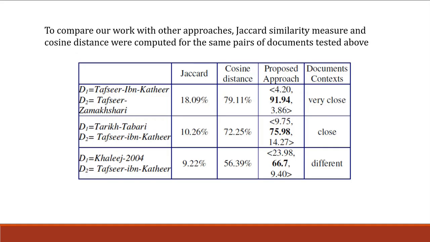To compare our work with these approaches, Jaccard similarity measure and cosine distance were computed for the same pairs of documents tested above. For the first test case, Jaccard is 18% and cosine is 79%. This relates to our proposed approach of 91.94, and the documents are thus very close. The second test case has Jaccard of 10% and cosine of 72%. Therefore, our proposed approach's percentage decreases and the documents are close. The third test case has 66.7% for the proposed approach. Therefore, the document contexts are very different.